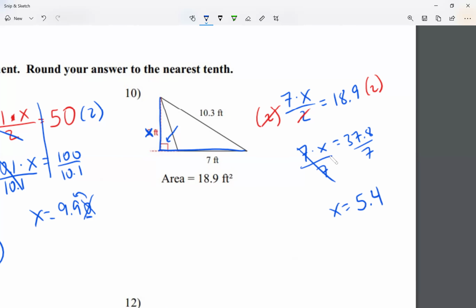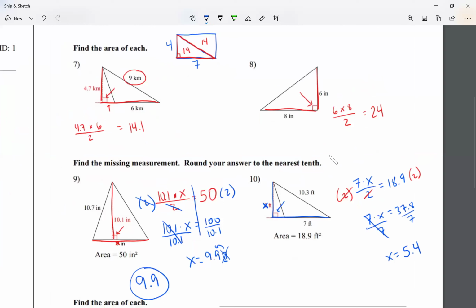Okay, not bad. Don't forget to divide by 2 on the area of a triangle.